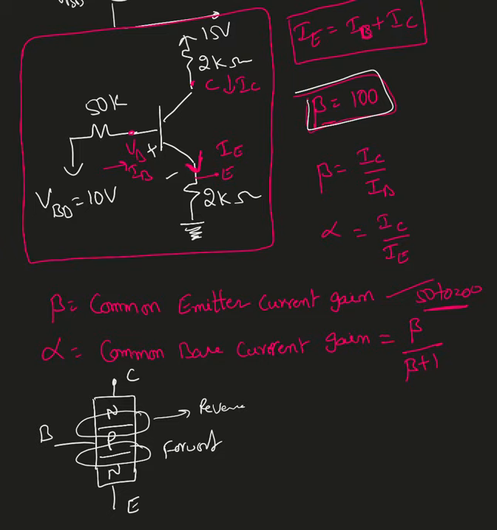One is cutoff mode, where these two junctions are going to act like reverse biased, so it's going to act like an open switch. In active mode, base to emitter is always forward biased and base to collector is reverse biased. In saturation mode, both junctions are going to be forward biased. Saturation mode is nothing but it's going to act like a closed switch.